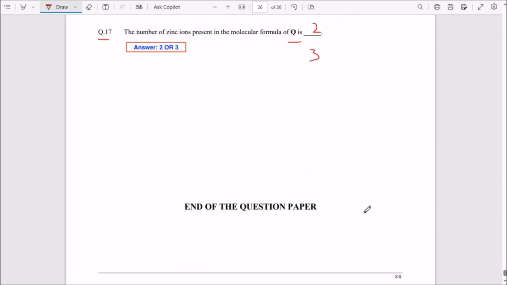Dear students, this ends the question paper 2 of JEE Advanced IIT 2024. Dear students, we have completed all the subjects of paper 2, that is mathematics, physics and chemistry. Total marks allotted for this paper 2 is 180 marks.